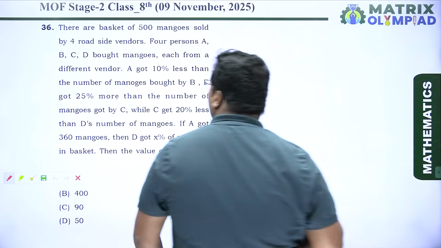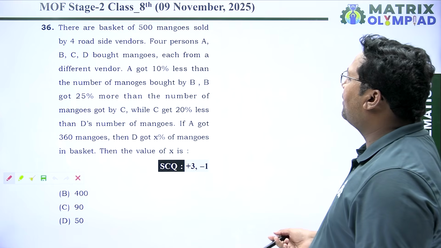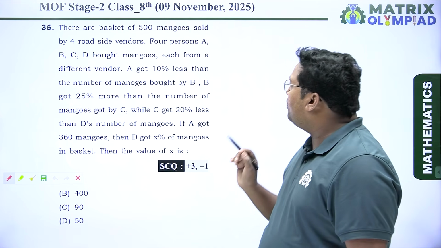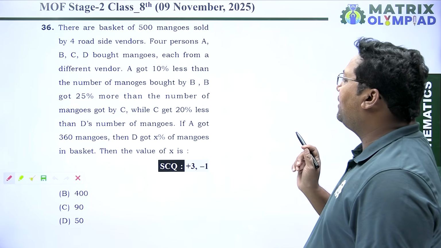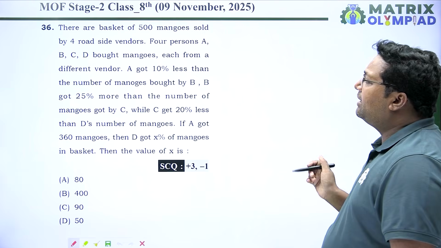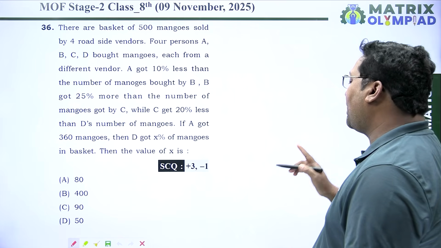Next question is, there are baskets of 500 mangoes sold by 4 roadside vendors. 4 persons A, B, C, D bought mangoes each from a different vendor. A got 10% less than the number of mangoes bought by B.